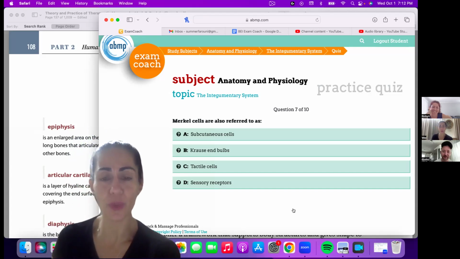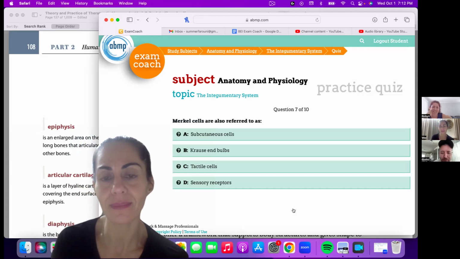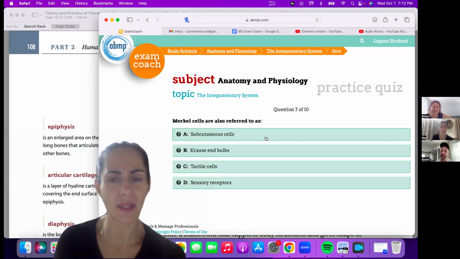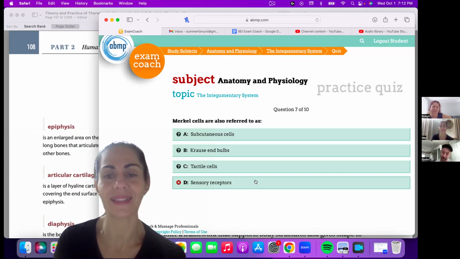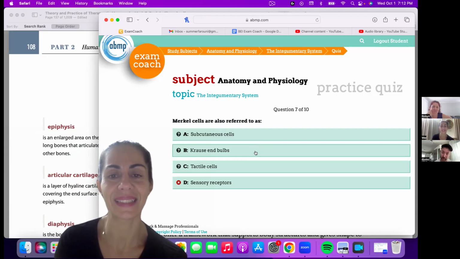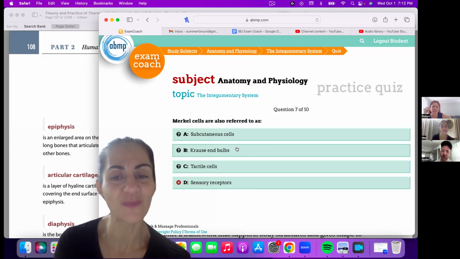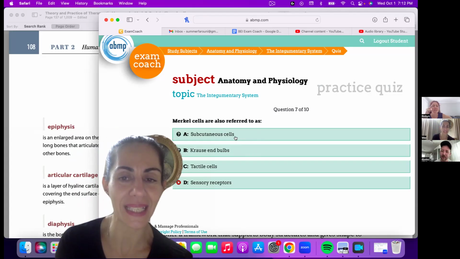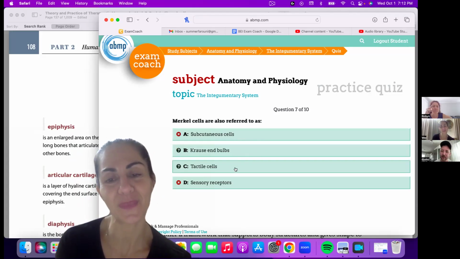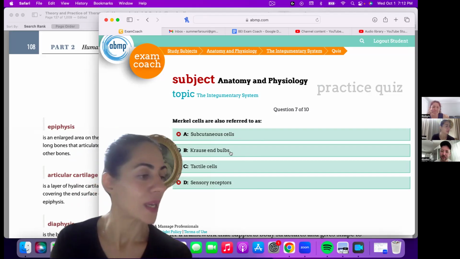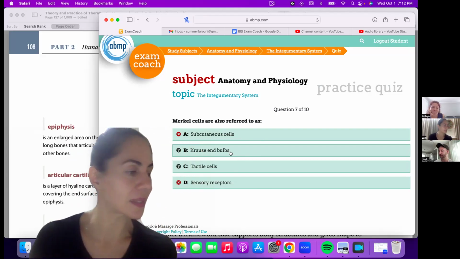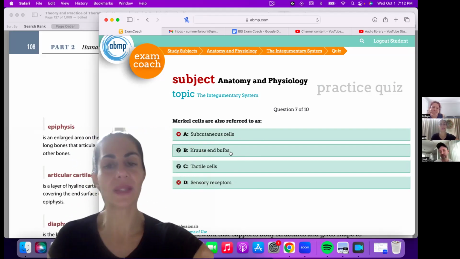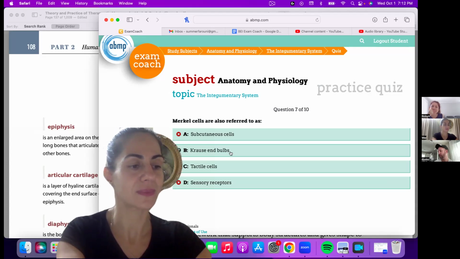Merkel cells are also referred to as subcutaneous cells? Sensory? I guess they're subcutaneous. Maybe Krause end bulbs, because why would it be considered a different cell? Okay, let's eliminate that one. What's a Krause end bulb? I missed it when you were explaining it. It's another type of nerve ending. It's another type of sensory organ.